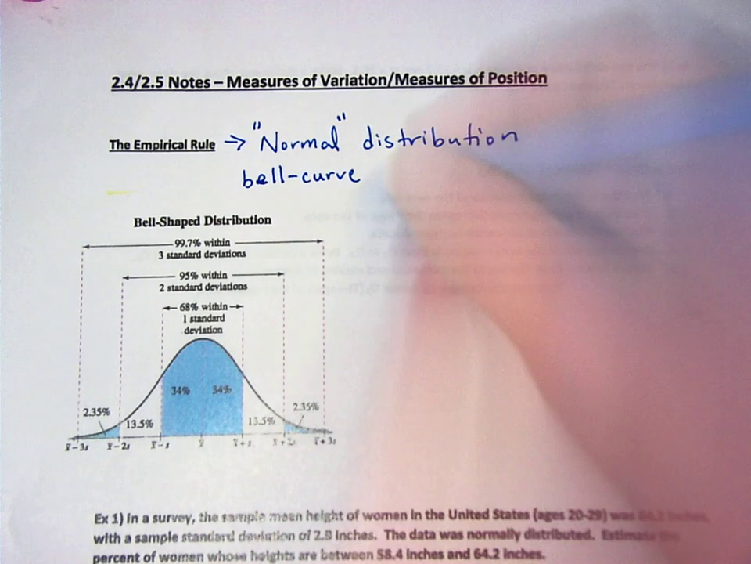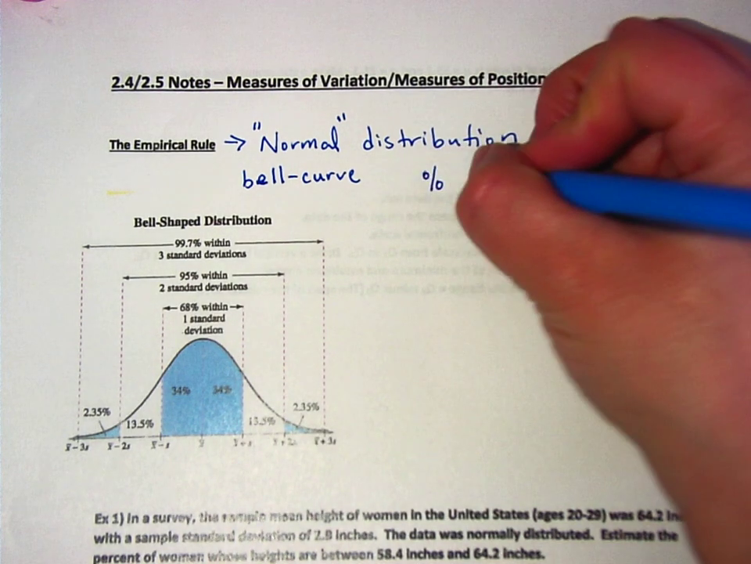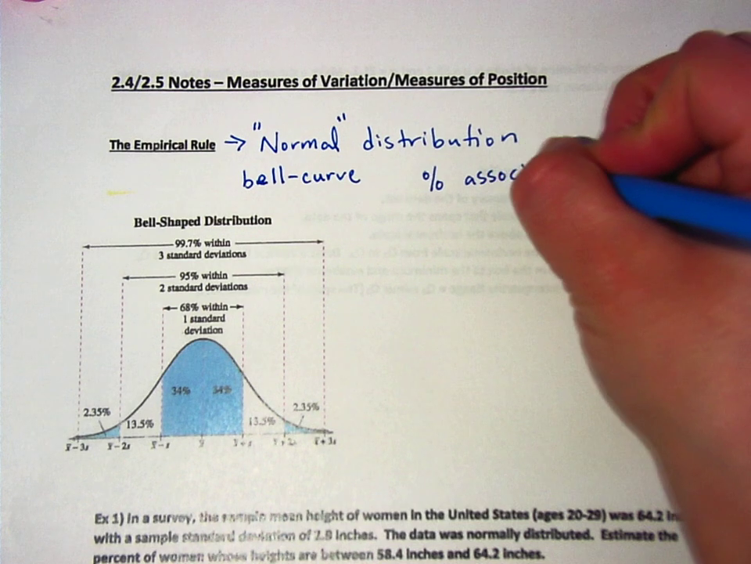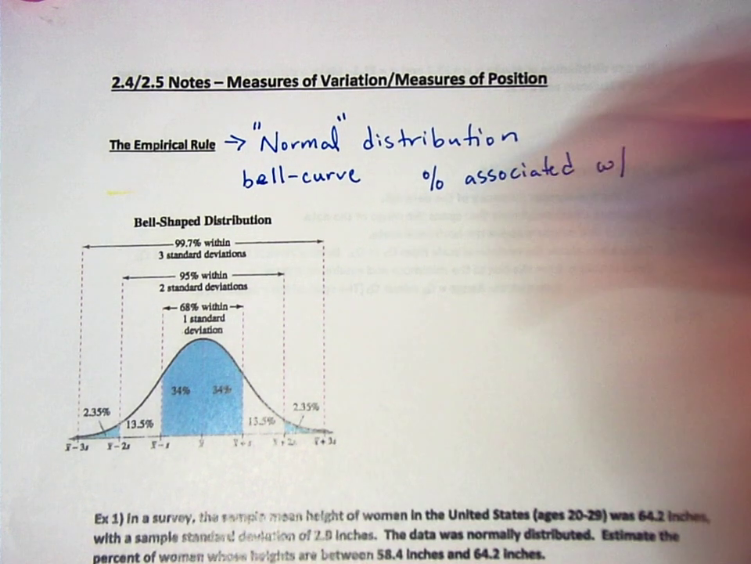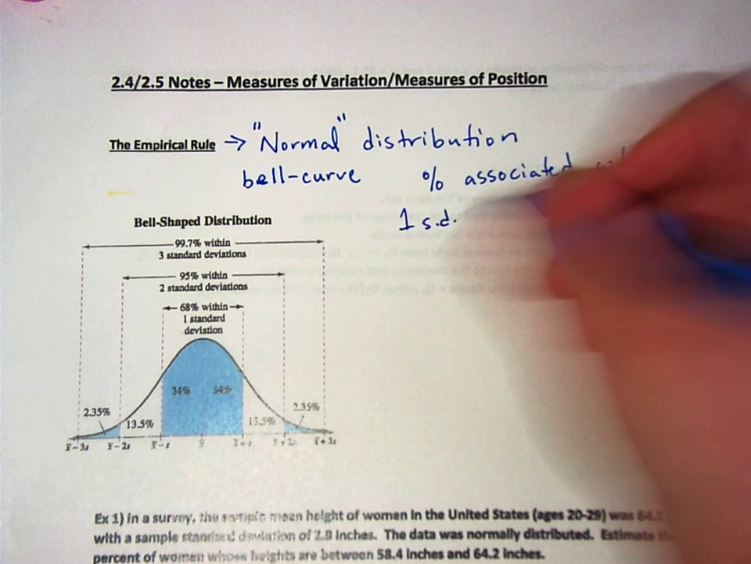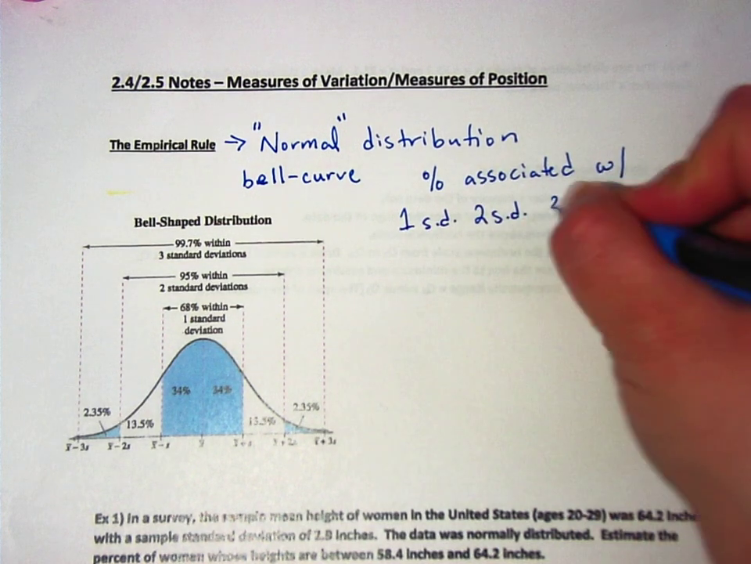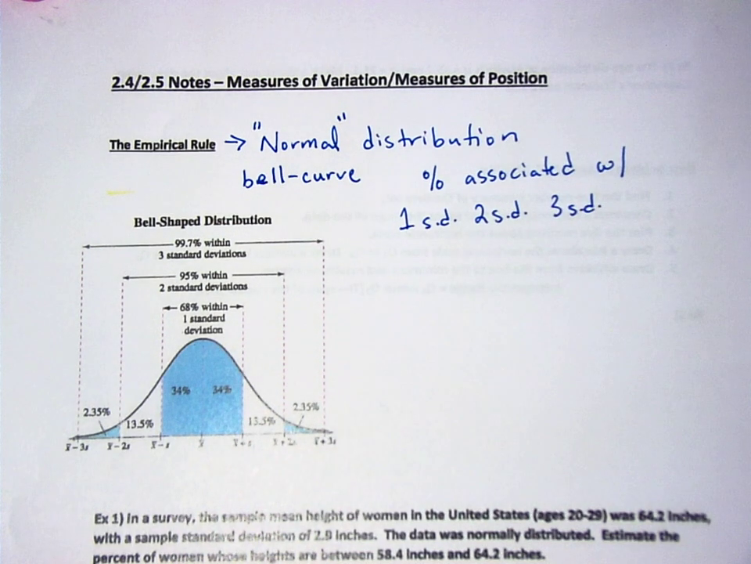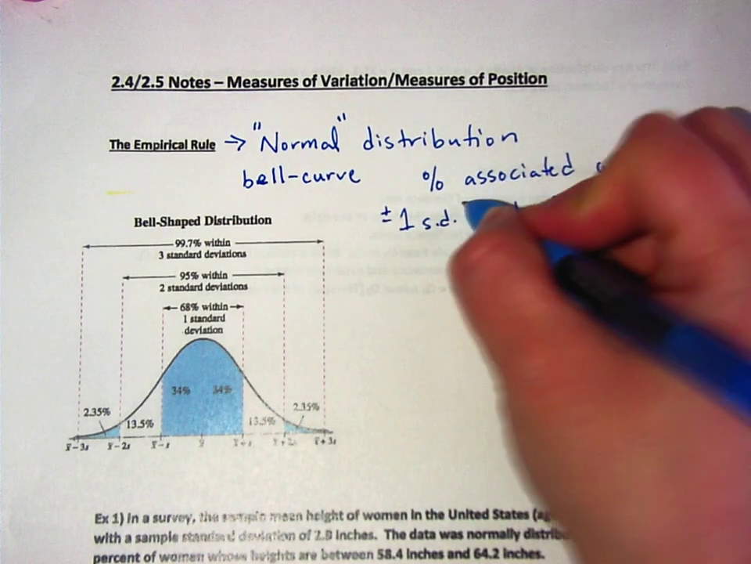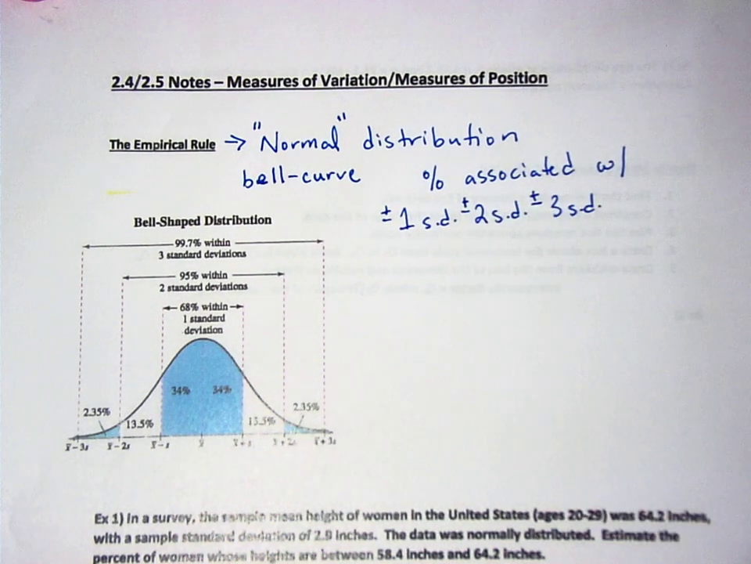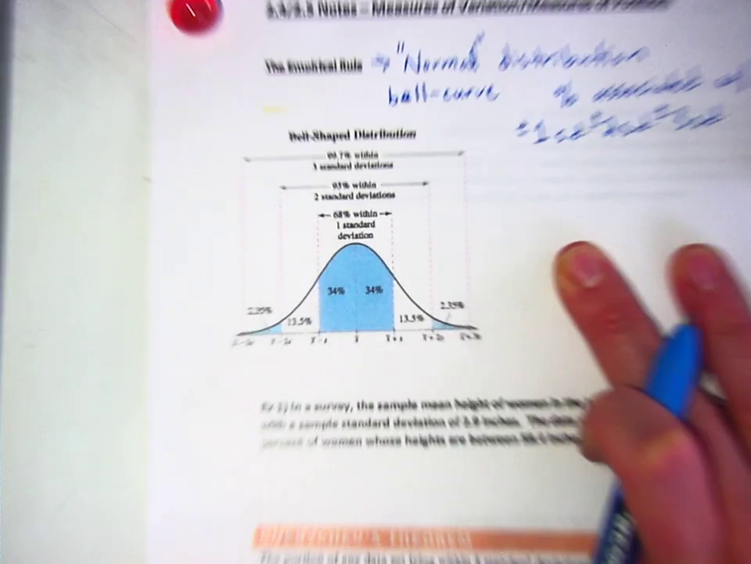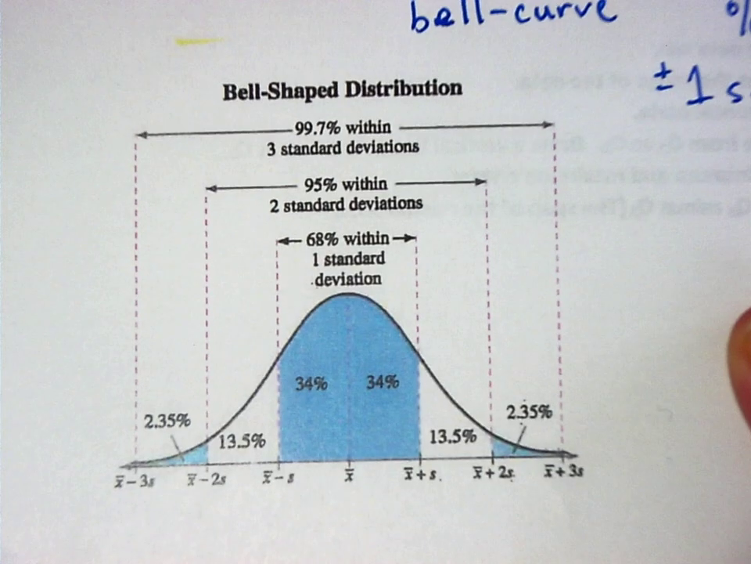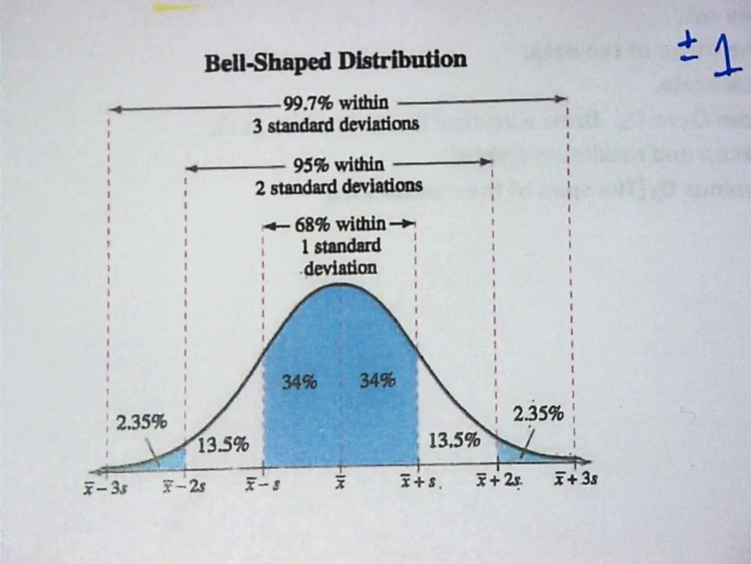The empirical rule just tells you the percentages associated with 1 standard deviation away from the mean, 2 standard deviations away, 3 standard deviations, etc., plus or minus. So here, if I zoom in on this bell curve, this is the empirical rule. We made a big chart of this. Do you remember that in class?